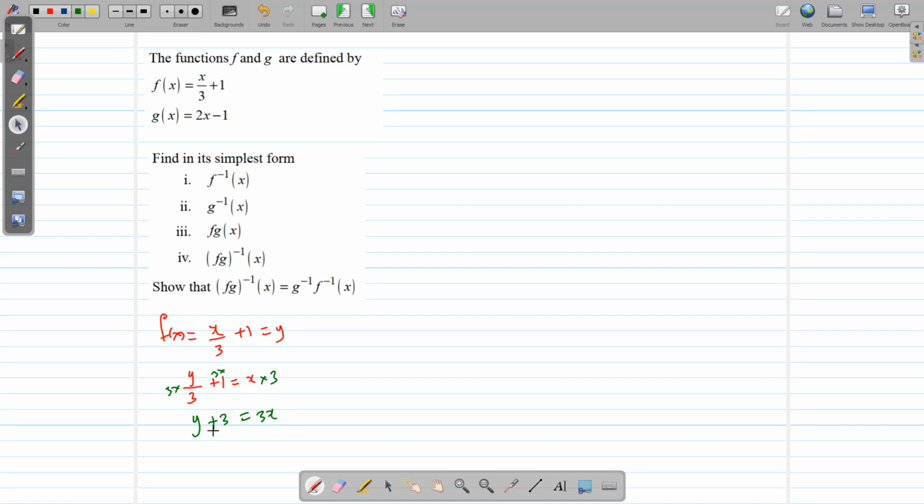And then solving for y, we just need to write y is equal to 3x, take away 3, and this becomes our inverse function for f.